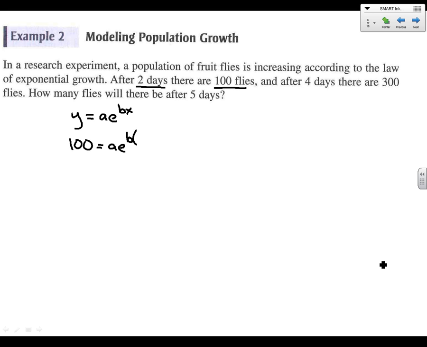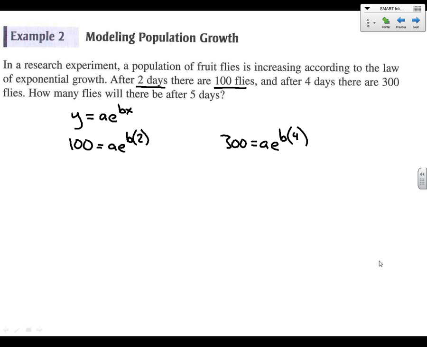So we've got 100 flies after 2 days. And we also have 400 flies after 4 days. Sorry, not 400 flies, 300 flies. So after 4 days, there's 300 flies. And after 2 days, there's 100 flies. And now we need to come up with a model for 5 days or 6 days or any other prediction.